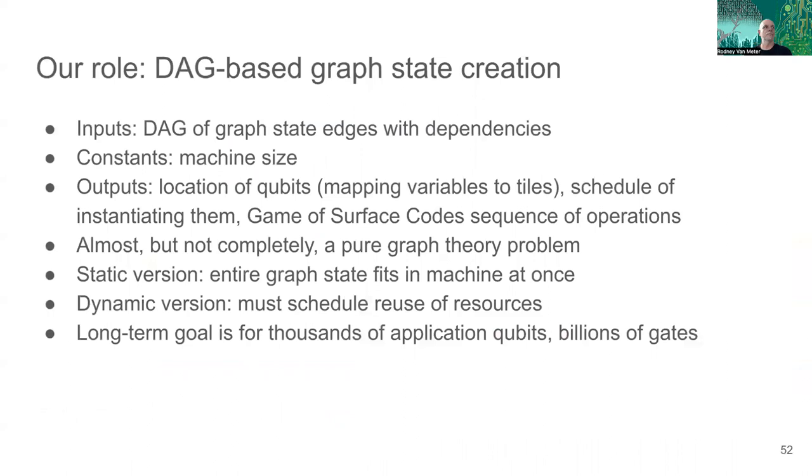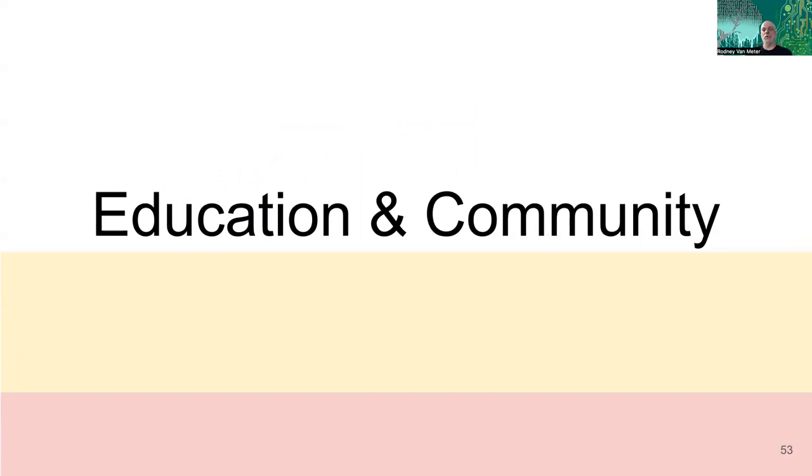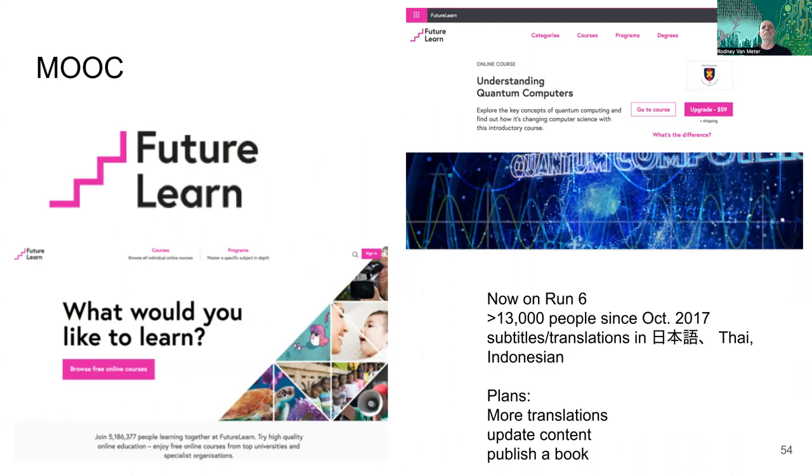All right, let me take you through to some education and community things that we're doing. I've already mentioned the FutureLearn course. I'm gonna plug it again. Many thousands of people have been through that. The 13,000 there on the slide is a very old number. And I should point out that it's available in English, Japanese, Thai, and Indonesian.